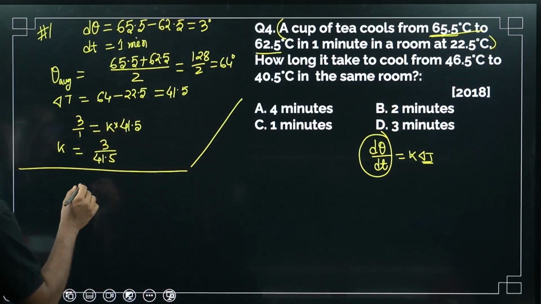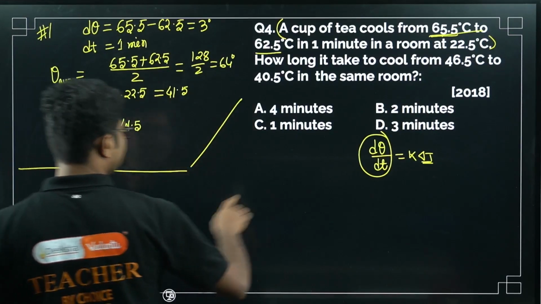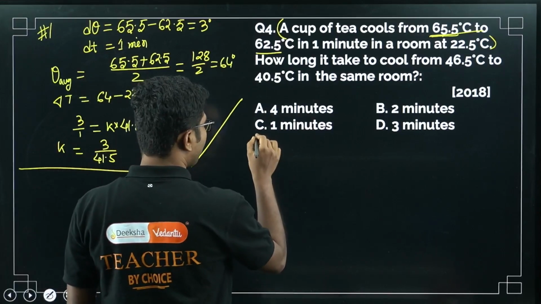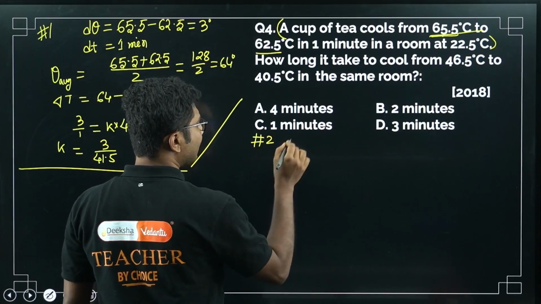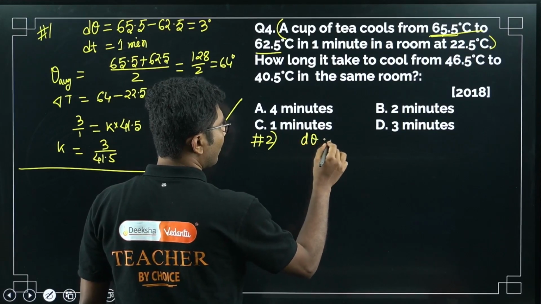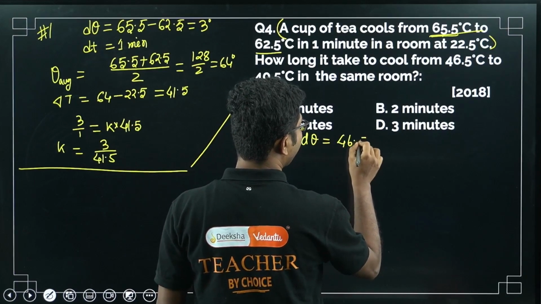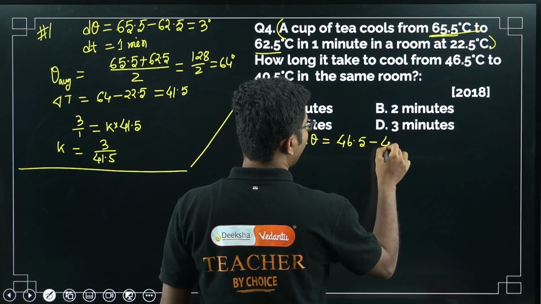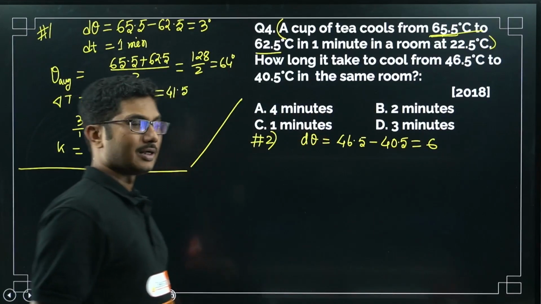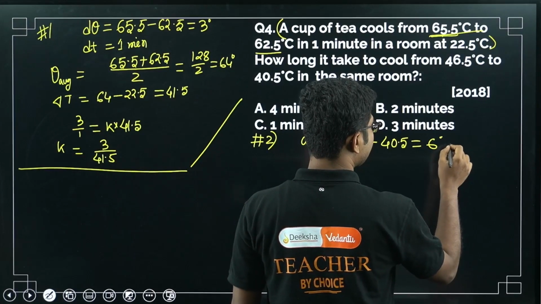So in part 2, let me clean here and do this here, so that you can see everything. For part 2, what is d theta? It is changing from 46.5 minus 40.5. So now it is changing 6 degrees Celsius. The change in temperature is 6 degrees Celsius.